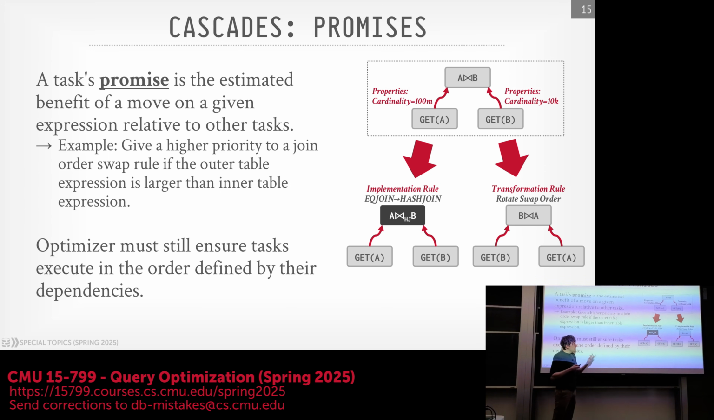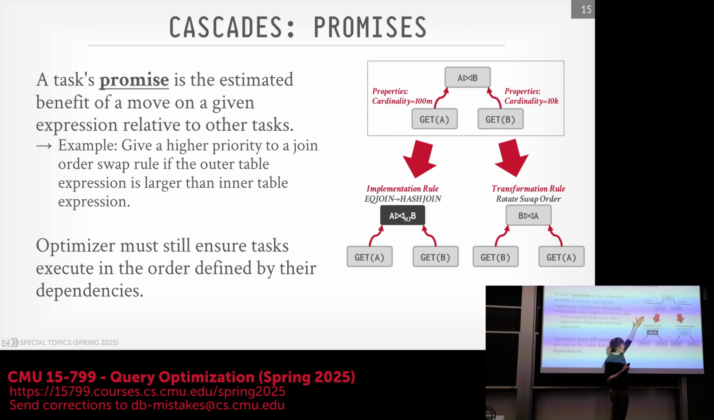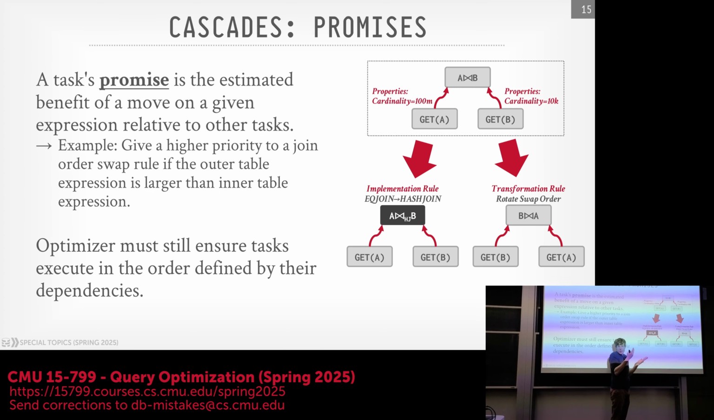But if we're aware of something about the current state of the expression we're trying to optimize, then we can decide which ones would actually be better. In this case, since we know the cardinalities of the get operators on the two tables, we see that the bigger one, A, is 100 million tuples, and B, the smaller table, is 10,000 tuples. That's just textbook query optimization from the intro class: you always want the smaller table to be the outer table.